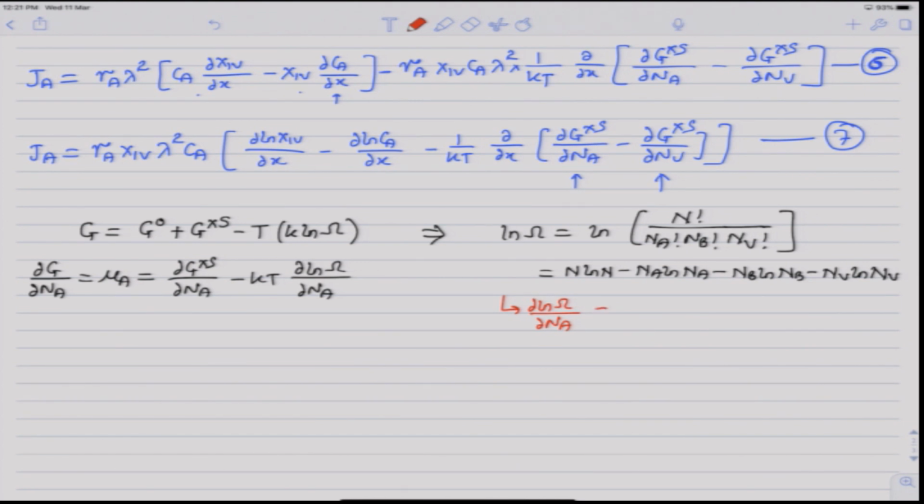So we can write this as ln n minus ln Na, and if we take the minus sign out, we know Na by n is the mole fraction of A, or the atom fraction of A, which is denoted as Xa. So this will be equal to minus ln Xa, and so we get the expression for mu A as dou Gxs by dou Na plus kT ln XA. XA is the mole fraction of A.